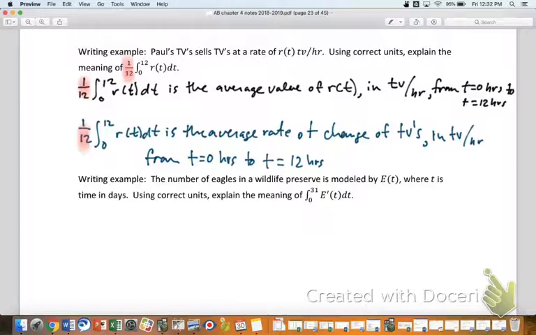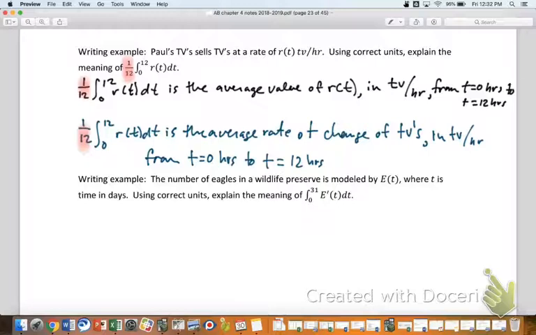How is it an average value? If it's a rate, then how is it an average? It's the average value of R of t, and what kind of thing is R of t? If the end result is the average value of something, the "of something" is crucial. If I told you that it was the average value of the amount of TVs, that's very different than saying the average value of the rate. Oh, so you're saying average rate. The average value of the rate is the average rate.